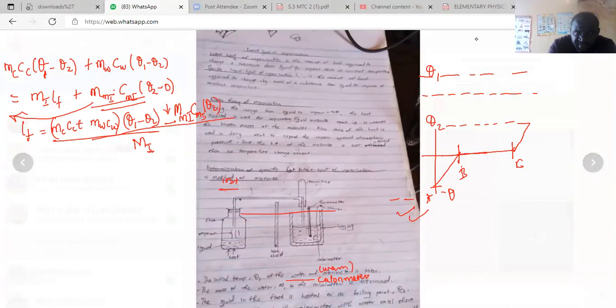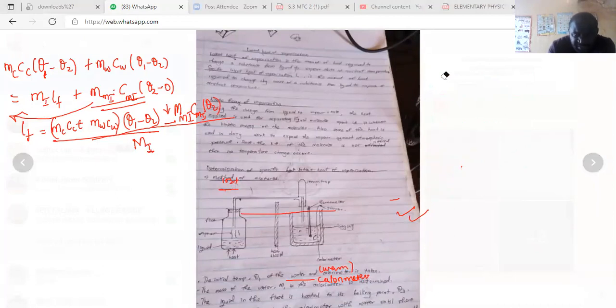Now we have latent heat of vaporization, whereby latent heat of vaporization is the amount of heat energy required to change the state of a substance from a liquid to vapor, or from vapor to a liquid. And this occurs also at a constant temperature. So according to the definition I've given here in the notes, latent heat of vaporization is the amount of heat energy required to change the substance from a liquid to vapor state at a constant temperature.